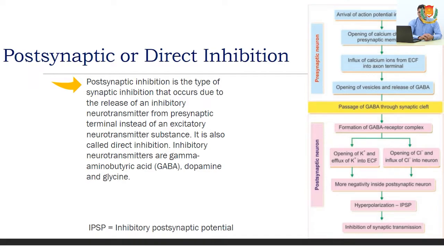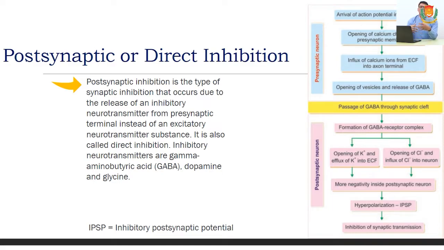So if we see here, the release of the inhibitory neurotransmitter from the presynaptic terminal instead of the excitatory neurotransmitter substances is called direct inhibition, and the inhibitory neurotransmitters are gamma aminobutyric acid, especially known as GABA, and dopamine, and another one is glycine. These three come under the inhibitory neurotransmitters. One more thing, previously we discussed the excitatory mechanism, where acetylcholine is an excitatory neurotransmitter. Okay, so acetylcholine is an excitatory neurotransmitter, and GABA, dopamine and glycine are the inhibitory neurotransmitters.